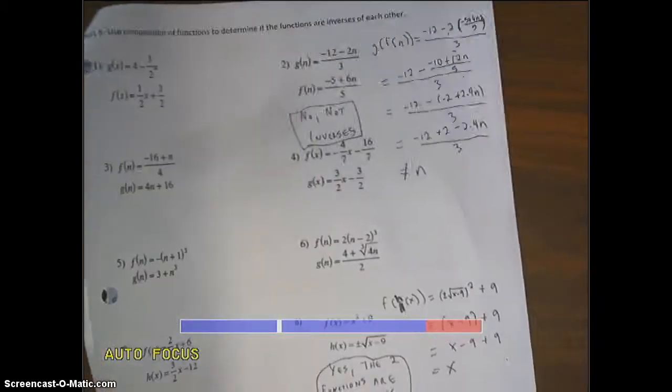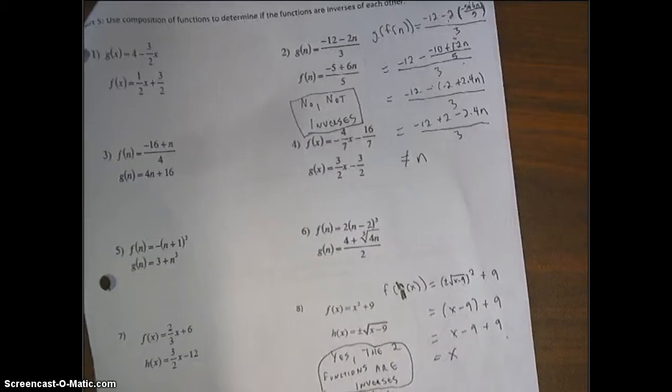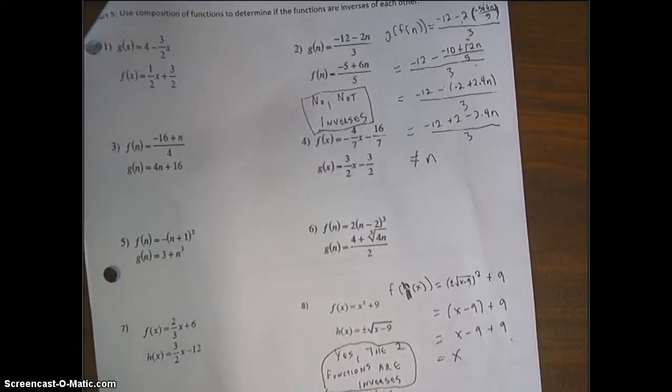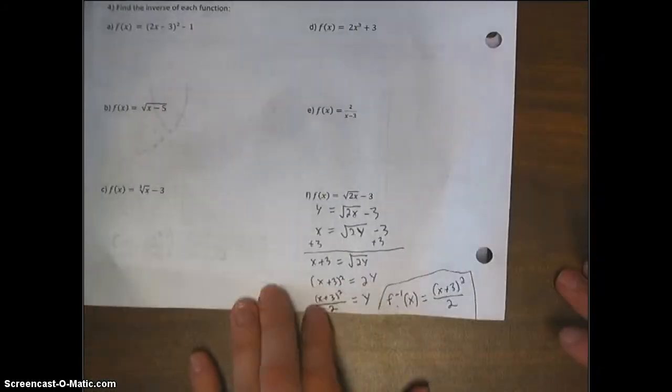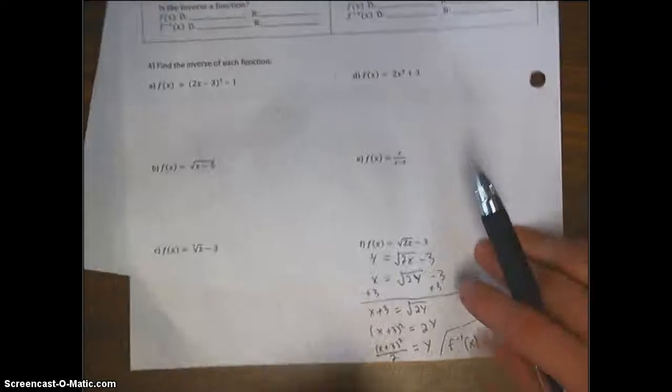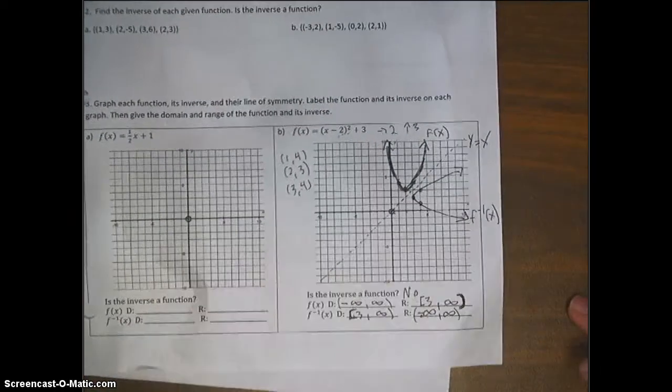So we did a couple of things. We proved that functions are either inverses or not inverses based on the algebra. We showed how to find an inverse algebraically, and we also graphed inverses and identified their domain and range and determined whether or not they're a function. And that's what we accomplished in class in those days.